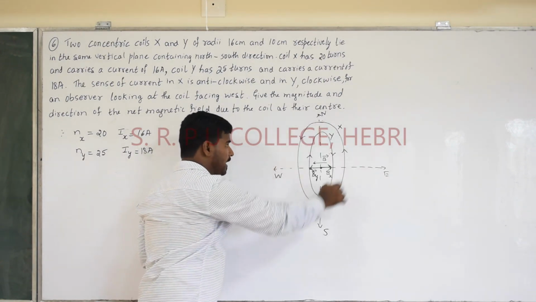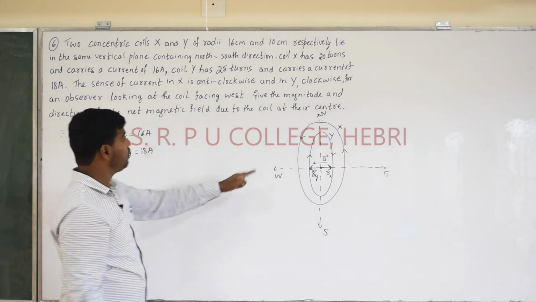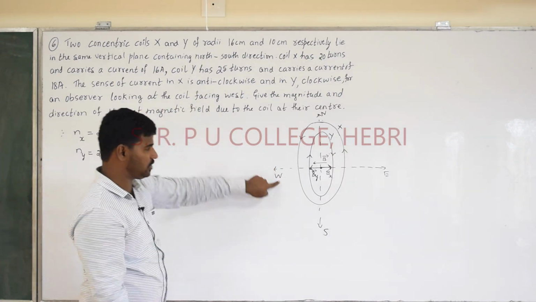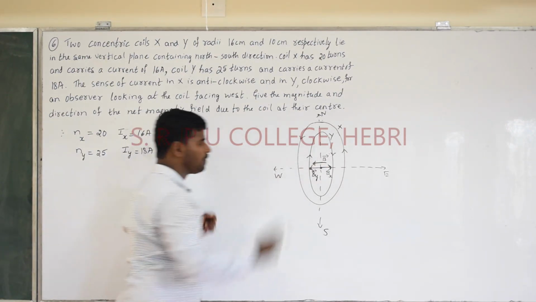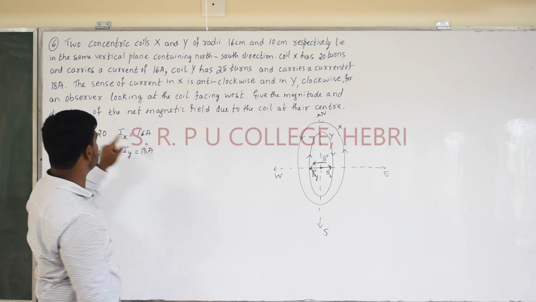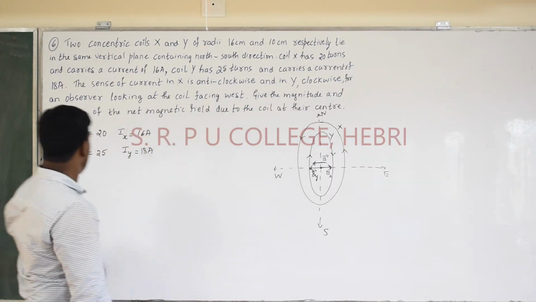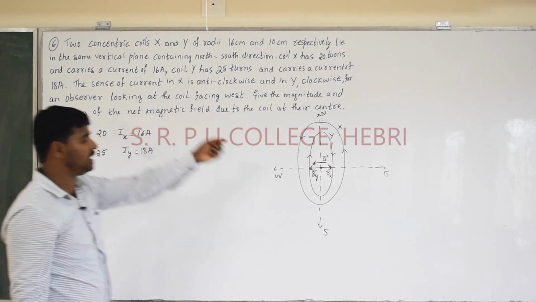The sense of current in coil X is anticlockwise, and in Y it is clockwise, for an observer looking at the coil facing west. Therefore the net magnetic field is to be found for an observer facing west. Give the magnitude and direction of the net magnetic field due to the coils at their centers.